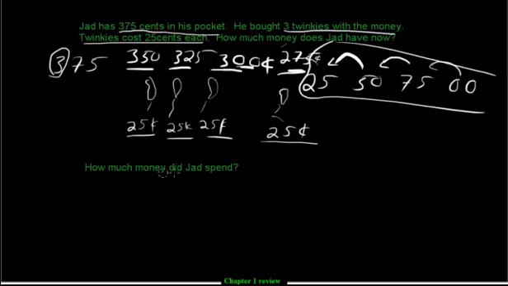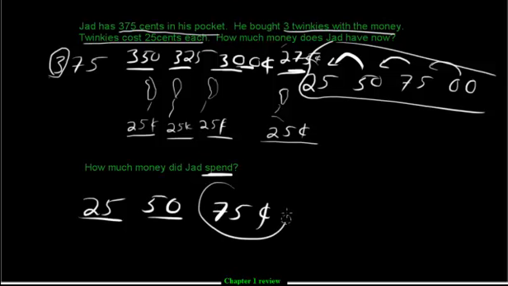How about the next part? How much money did Jad spend? So this is a slightly different angle we're tackling this on. So how much did he spend? Well, he spent 25 cents and then another 25 and another 25. So counting by 25s, that makes 25. And another 25 makes 50. And then another 25 makes 75 cents. That's your answer here. He spent 75 cents.